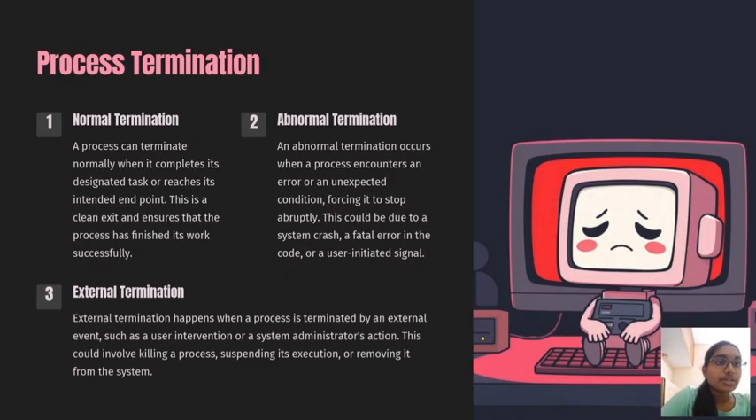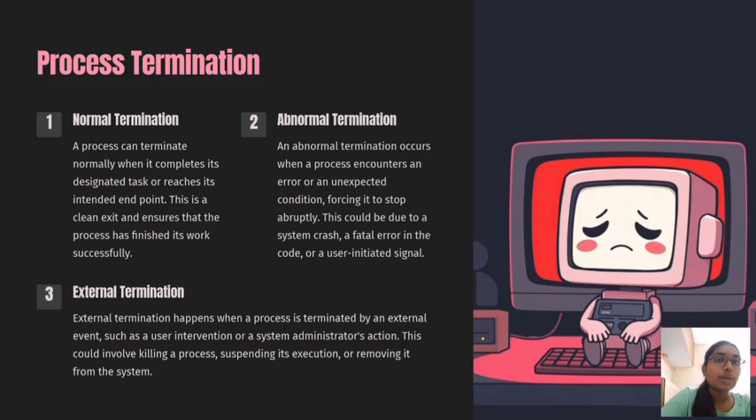Process termination. Normal termination, abnormal termination, and external termination. In a normal termination, a process can terminate normally when it completes its designated task or reaches its intended endpoint. This is a clean exit and ensures that the process has finished its work successfully.